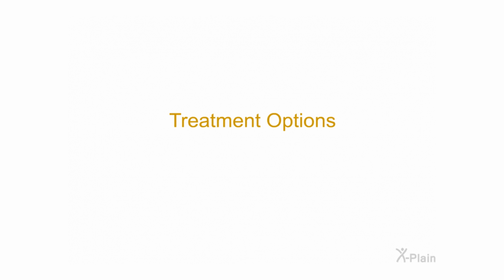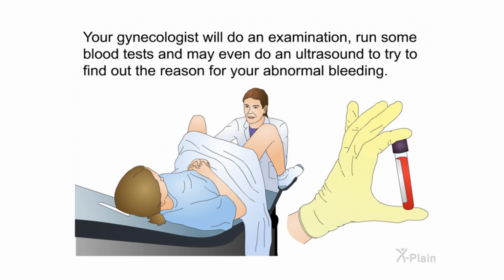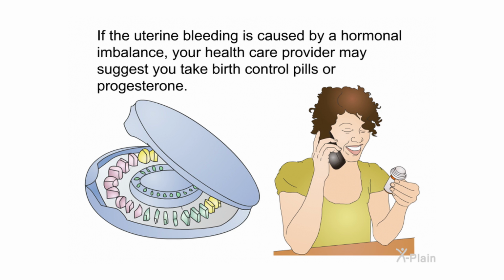Treatment options. Your gynecologist will do an examination, run some blood tests, and may even do an ultrasound to try to find out the reason for your abnormal bleeding. If the uterine bleeding is caused by a hormonal imbalance, your healthcare provider may suggest you take birth control pills or progesterone.